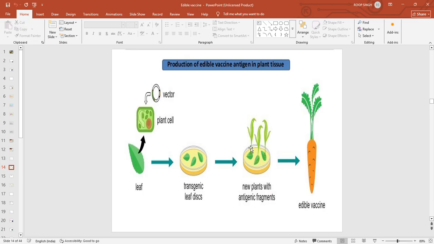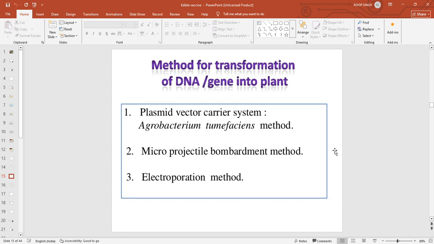So now these plants will express the antigen of your choice, either bacterial antigen or viral antigen, and then protect us from various bacterial or viral diseases. So this is now an edible vaccine. This is an example in a carrot. Methods for transformation: one of the most commonly used is agrobacterium-mediated gene transfer, or one can use microprojectile bombardment, or the electroporation method. So these are the commonly used methods for introducing genes into plants.